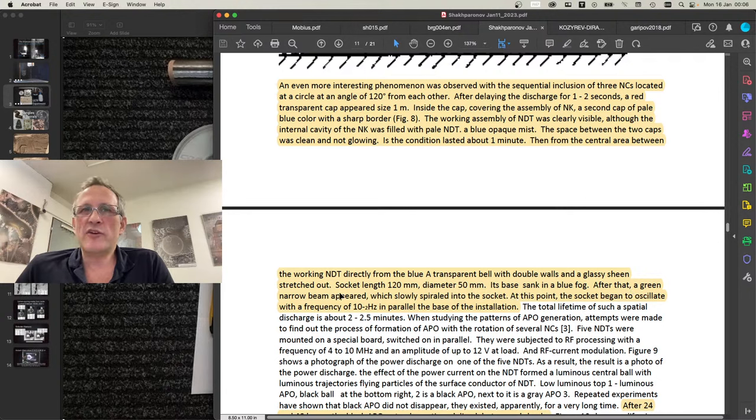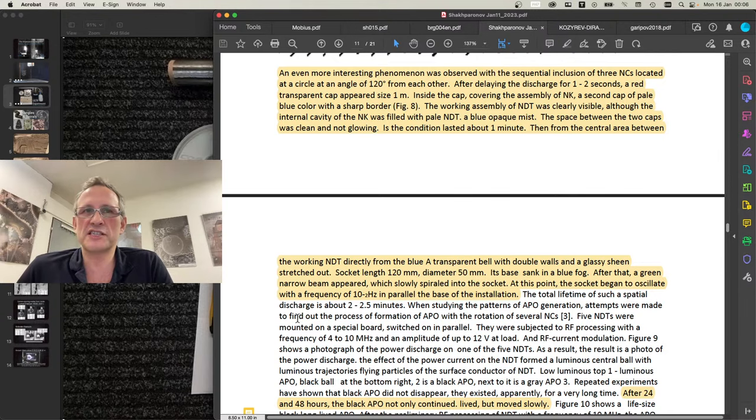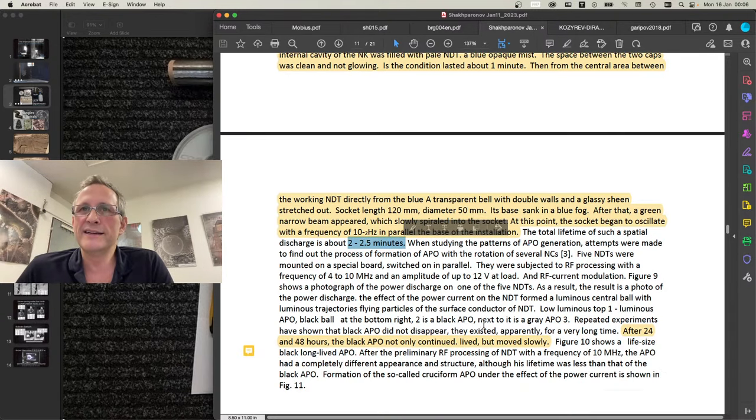After that, a green narrow beam appeared which slowly spiraled into the socket. At this point, the socket began to oscillate with a frequency of 10 to the minus 2 hertz in parallel with the base of the oscillation. The total lifetime of such a spatial discharge is about 2 to 2.5 minutes. Oh my, I would really, really love to capture that on film.